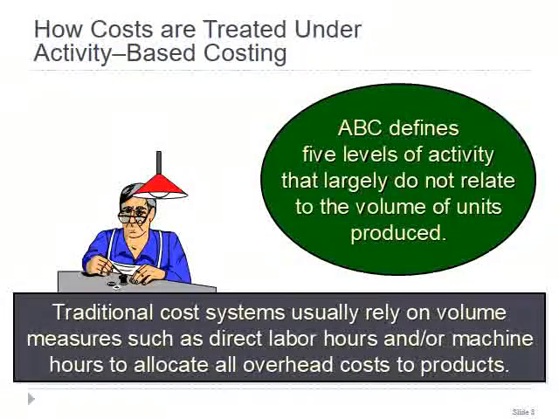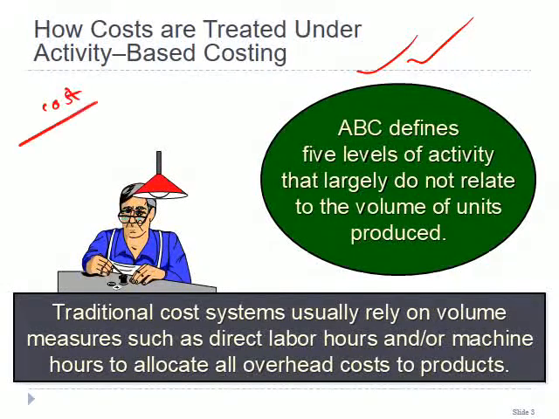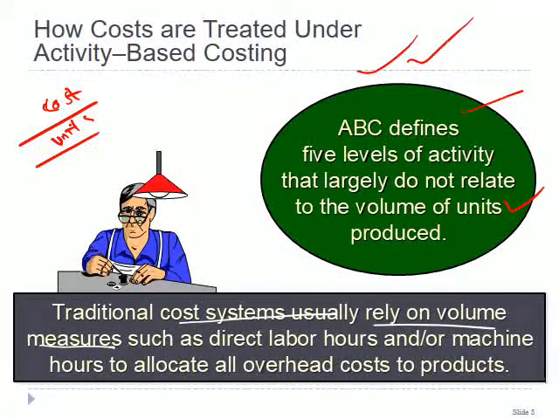ABC defines 5 levels of activities that largely do not relate to the volume of units produced. Normally we calculate average costing as cost divided by units, right? Whereas traditional costing usually relies on volume measures such as direct labor hours and machine hours to allocate all overhead costs to the products.